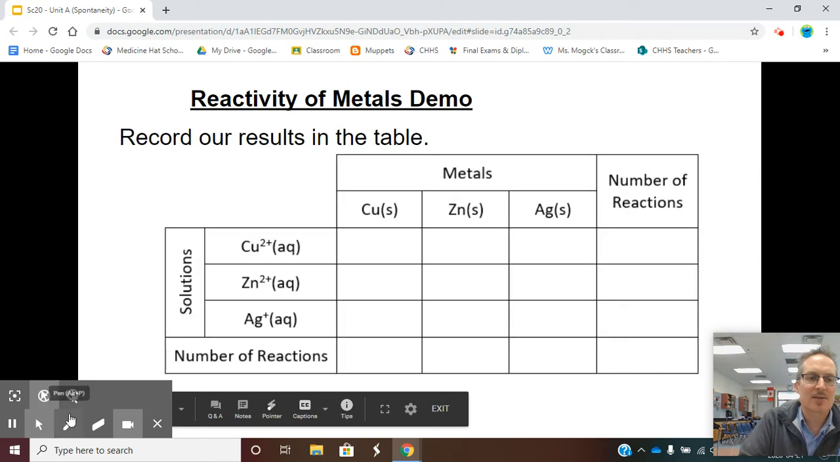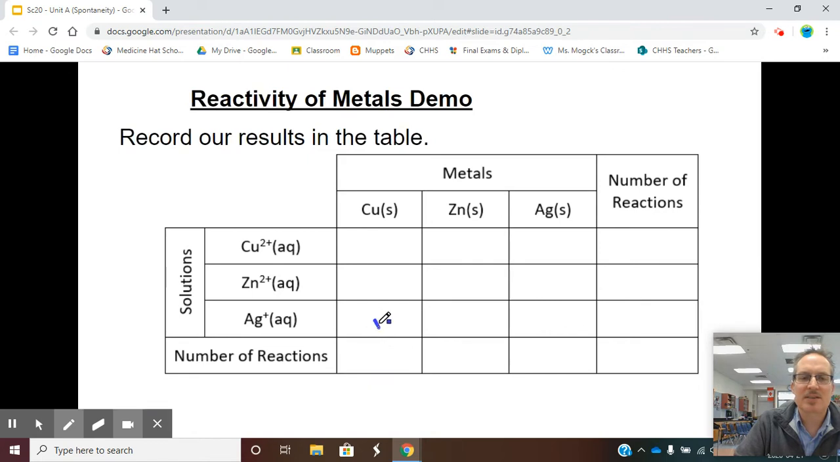Oh, I got to go back, grab my pen. Copper only reacted with silver solution, didn't react with these two. Zinc reacted with copper solution and with silver solution, didn't react on that one. And silver, my expensive silver, didn't react at all at any time. Well, what I would like to do is let's add up how many reactions we had.